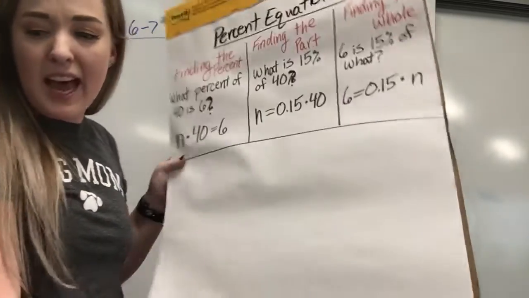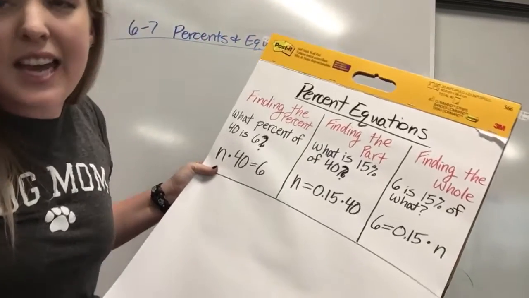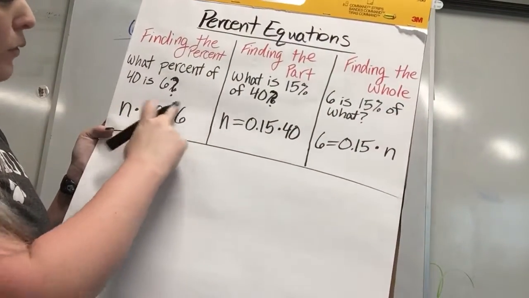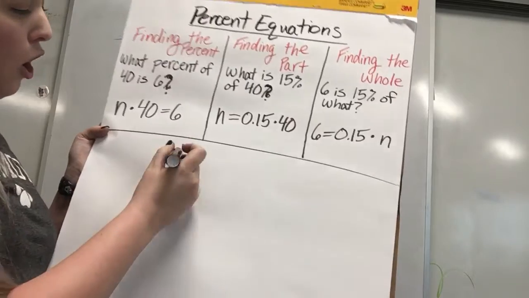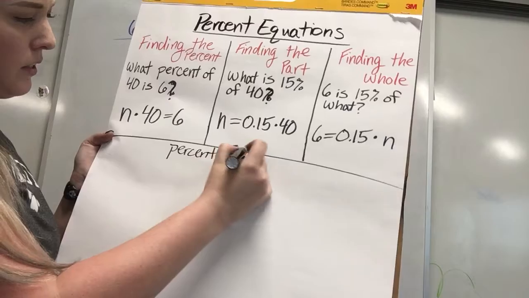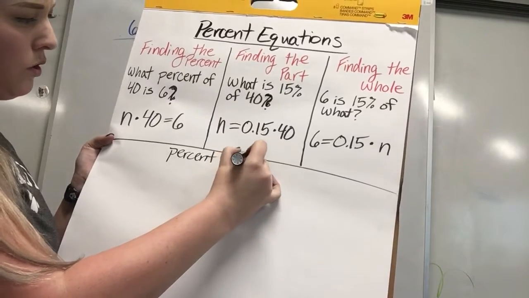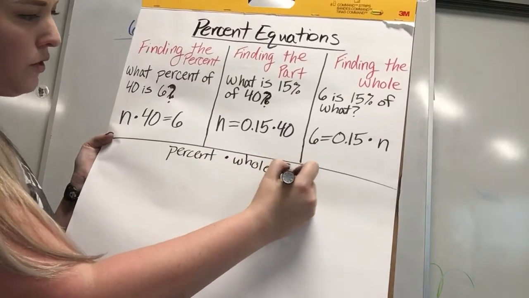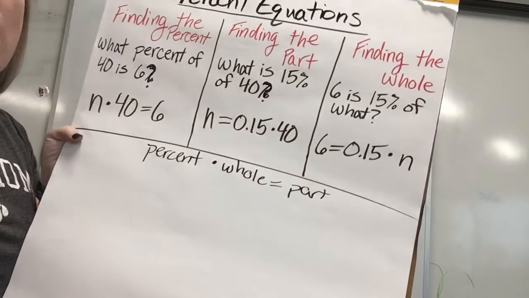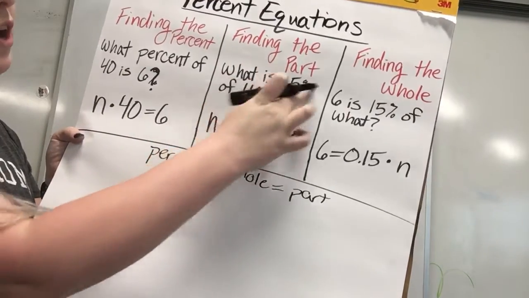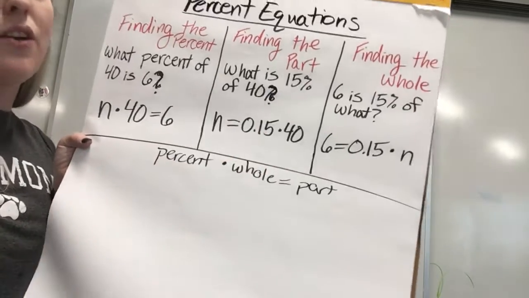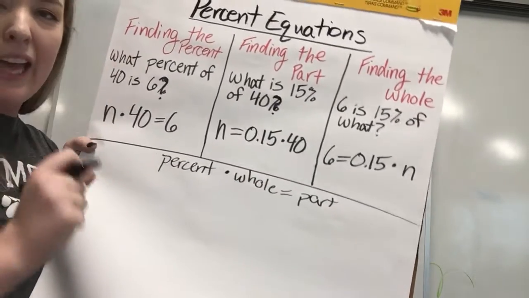What I'm going to add to this, and what I want you to add to your papers, is that the equation is always going to be, though it may be in a different order, so it may have the equal sign last or first, but it always will be percent times whole equals part. So you're just putting in the pieces that you know. You look at each of these questions and ask, what do these numbers stand for? What part of this do they stand for? And when you plug it in, you guys know how to balance the equation, and you've got it.